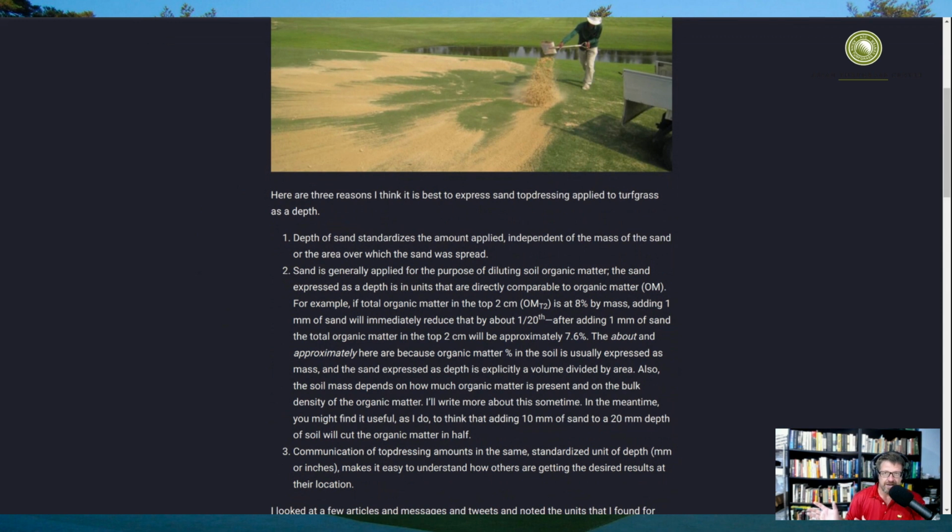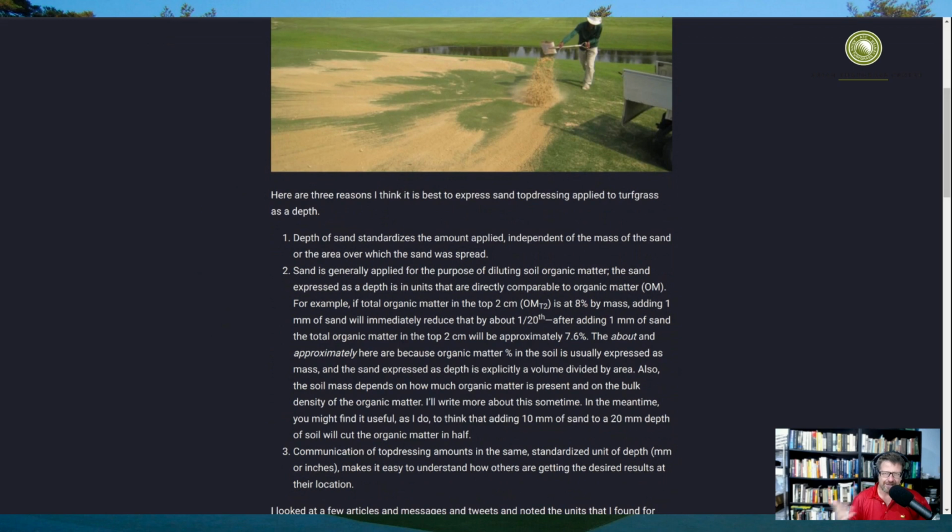Right, you could have dry sand or you could have wet sand. And if you're applying wet sand, it's going to weigh more than if you're applying dry sand. And that is something that if you're expressing it as a mass, you sort of need to add a further clarification about whether that's a mass of wet sand or whether that's a mass of dry sand. But if you're expressing as a depth, then you don't need to do that because it's assumed that you've accounted for that when you've expressed it as a depth.